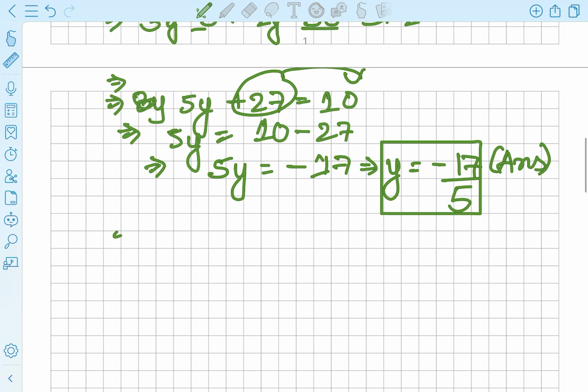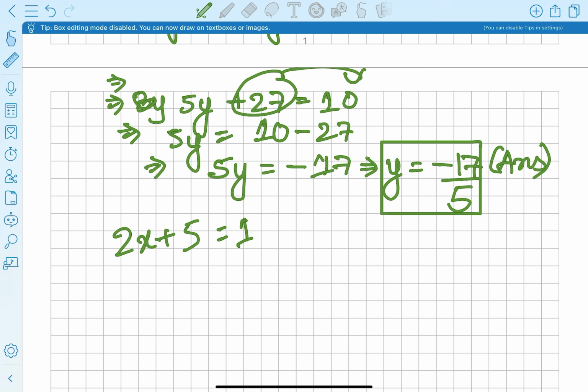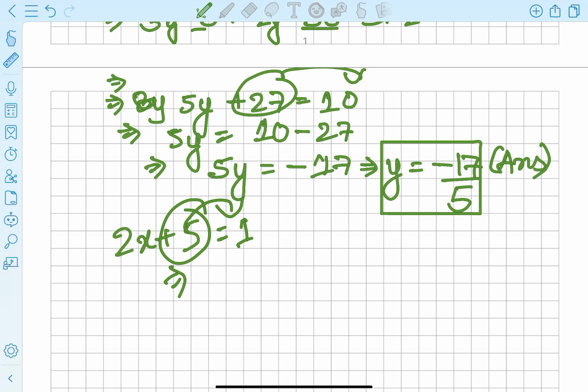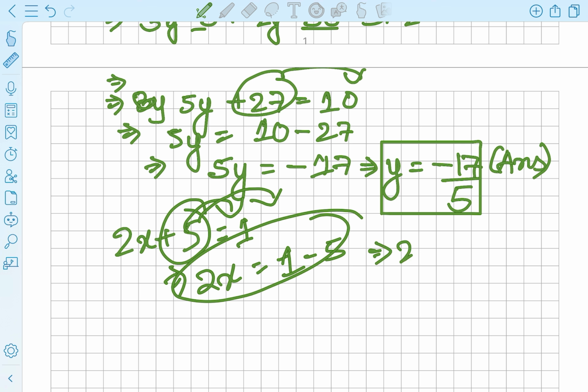What is transposition? Say 2x plus 5 equals to 1. So the transposition is you have to bring this here. So if you have to bring anything in addition or subtraction to the other side, you just have to change the sign of it. So 1 is as it is, and my plus 5 going to this side will become minus 5. This is called transposition. So 2x becomes minus 4, and again you can cut like this, and x becomes minus 2.